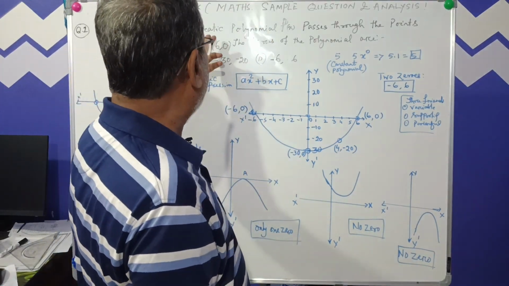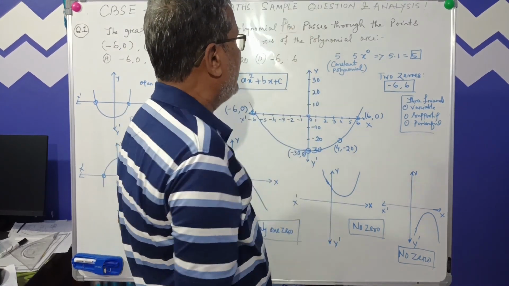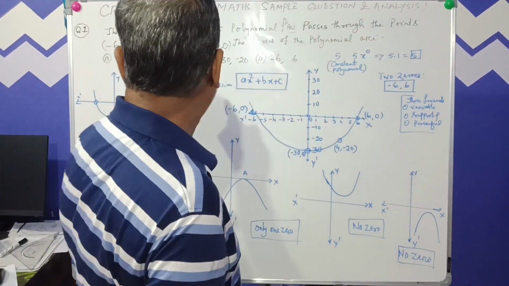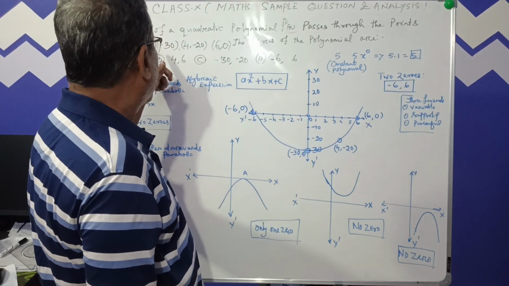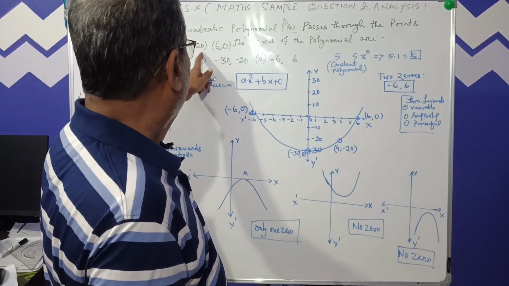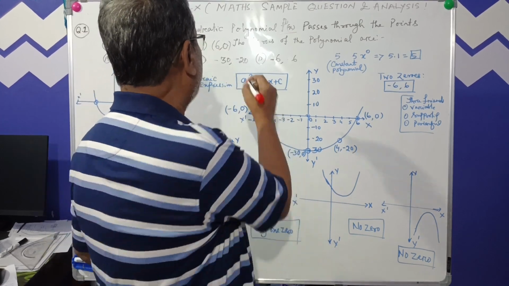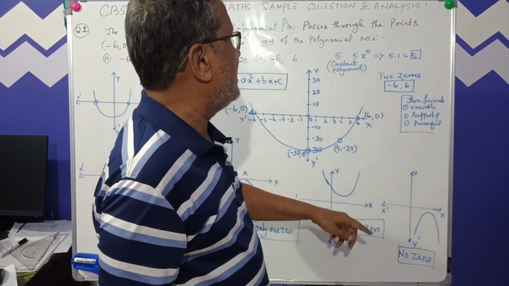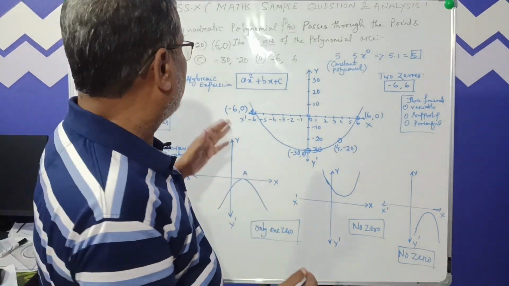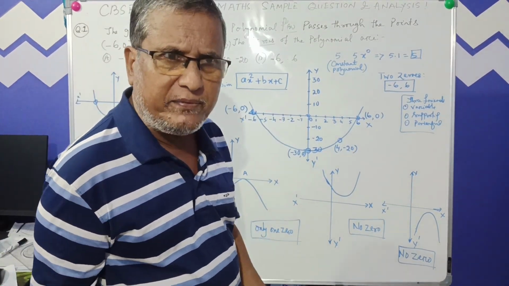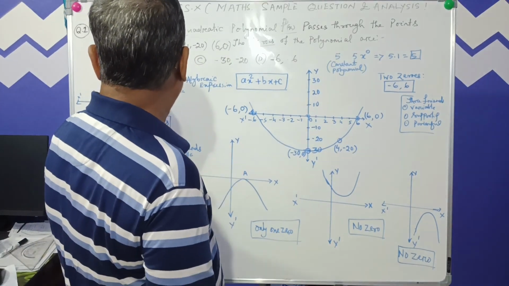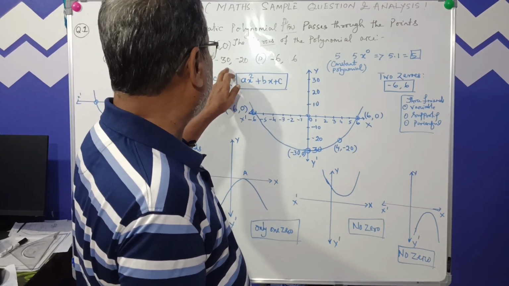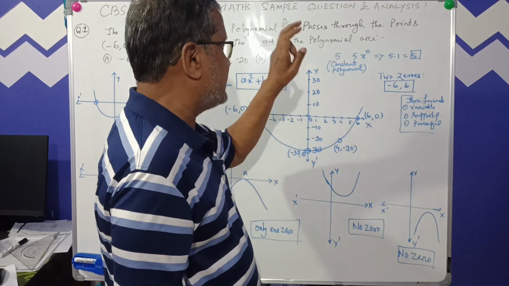The graph of a quadratic polynomial p(x) passes through the points. These are the coordinates: (-6, 0), (0, -30), (4, -20), (6, 0). The zeros, not roots, the zeros of the polynomial are... Options are given, so it is a multiple choice question. Option A: -6, 0. Option B: 4, 6. Option C: -3, -30, -20. Option D: -6, 6.